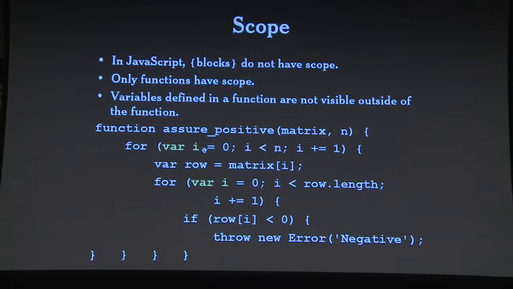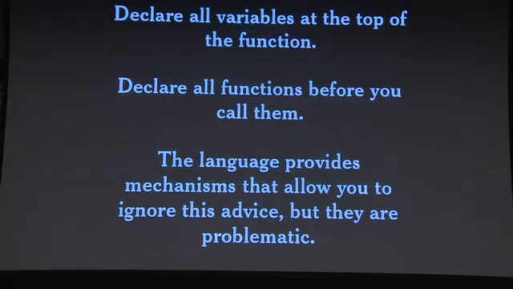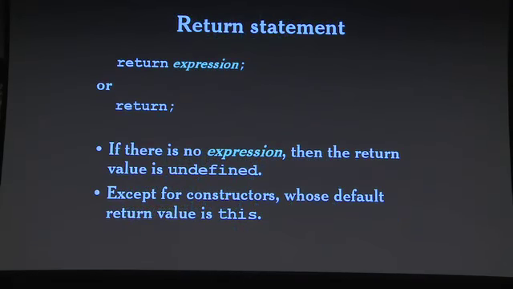That's why you should always hoist your variables, as a preventative measure. So declare all your variables at the top of the function, and declare all functions before you call them. The language provides mechanisms that allow you to ignore this advice, but they are problematic. So this is also problematic.